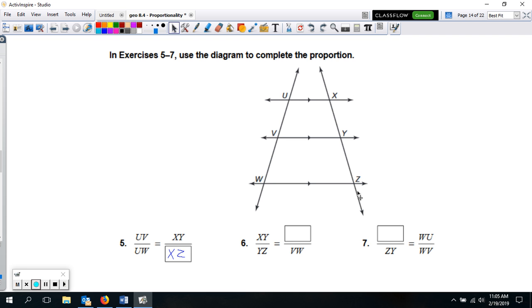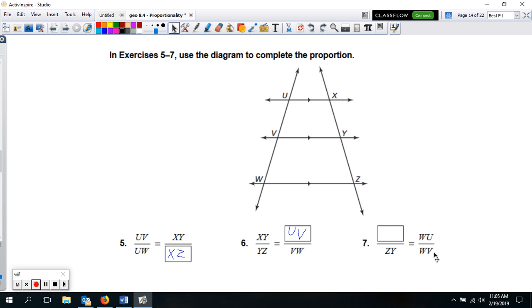That would correspond. On number 6, we got XY. So XY is here, and then the YZ down here. The other one that's corresponding on this side is the VW. So that's corresponding. What's corresponding to XY is basically just going to be that UV segment right in there. So UV is in there.